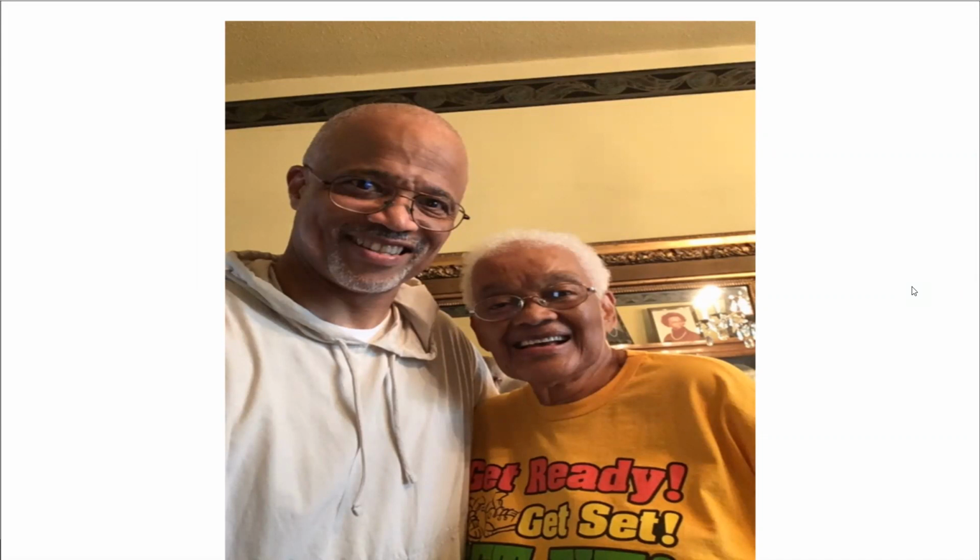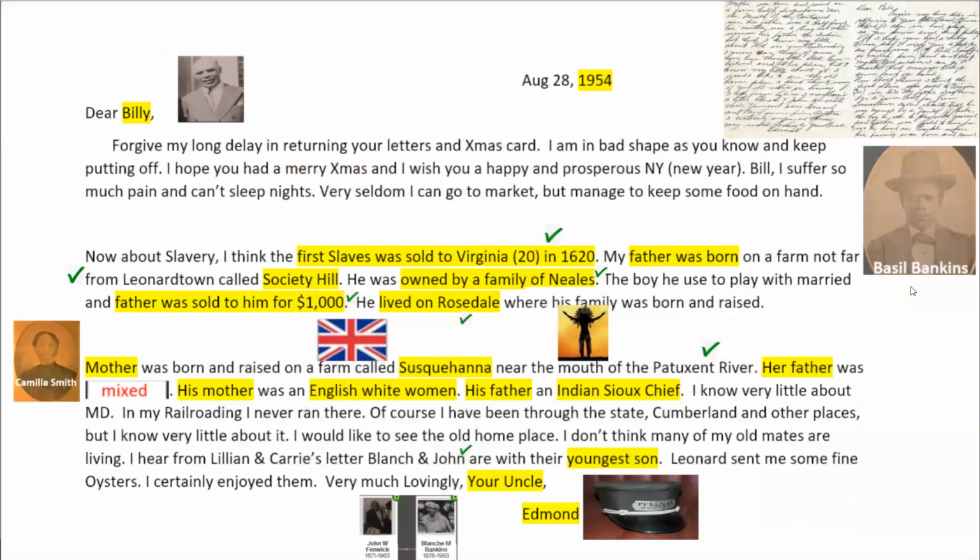So we still want to address this whole thing about seeing if we could put our arms around this Indian Sioux chief thing. So many people in the African American community get into the whole thing about my ancestor had high cheekbones and hair down to her back and all that sort of thing.